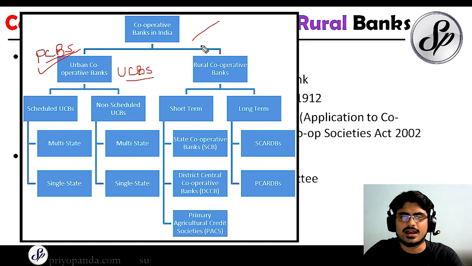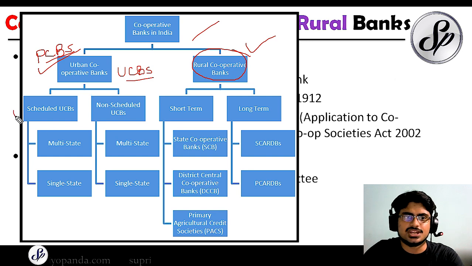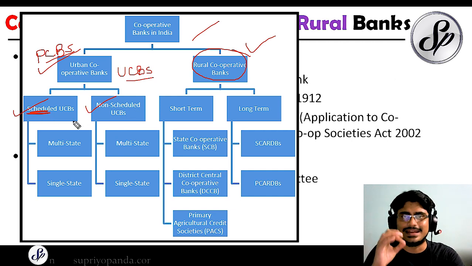And then you have the rural cooperative banks. Rural cooperative banks are a totally different kind of arrangement, and this is the primary difference. So we call them UCBs and RCBs, and the urban cooperative banks also have different types. There are scheduled urban cooperative banks and non-scheduled urban cooperative banks. The scheduled urban cooperative banks are the banks which are listed under the second schedule of the Reserve Bank of India Act that we were earlier talking about.